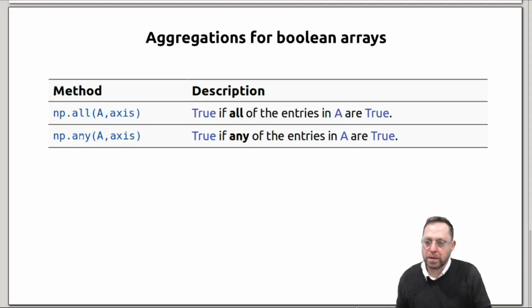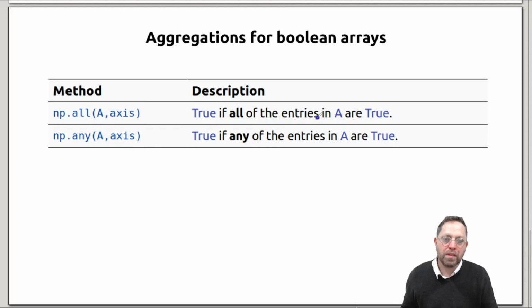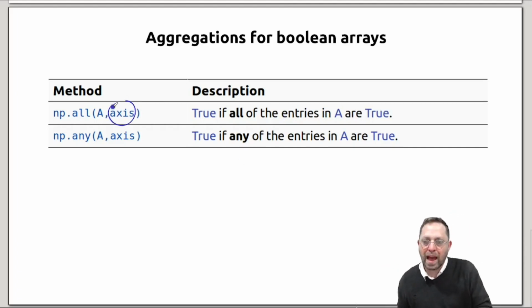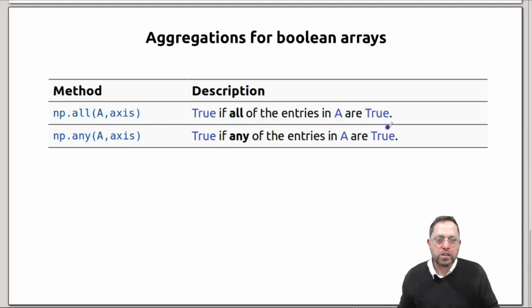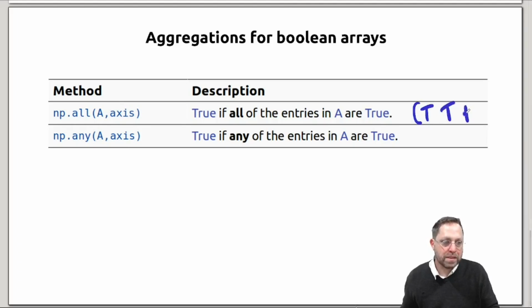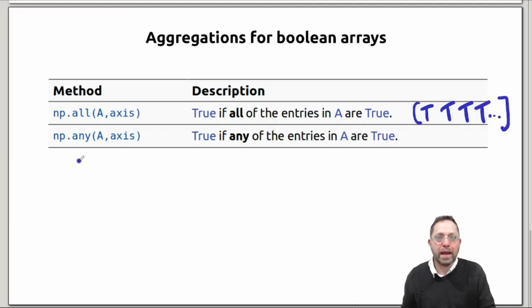All right, we have 2 of them. There's all and any. All is going to return true if all of the entries in A are true, or all of the entries along the axis specified by the axis argument. So it's going to return true only when all of the elements are true, something like that. On the other hand, np.any is going to return true if any of the entries in A are true. So it will return true unless everything is false.